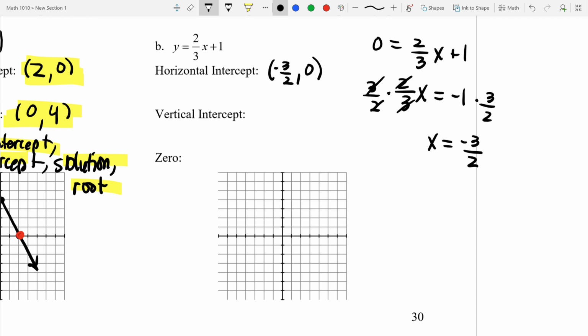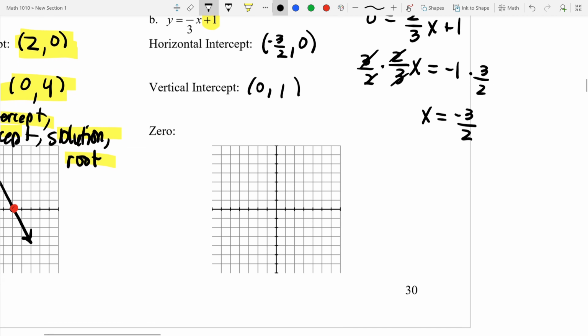Okay? Vertical is here. That's y. So you let x be a 0. And you guys know the vertical intercept is always written right there. So it's (0, 1). Okay? Let's graph it. Horizontal, negative 1 1/2 comma 0, negative 3 over 2 comma 0. If you don't know what 3 over 2 is equal to, just grab your calculator and punch 3 divide 2 equals, and you got it.